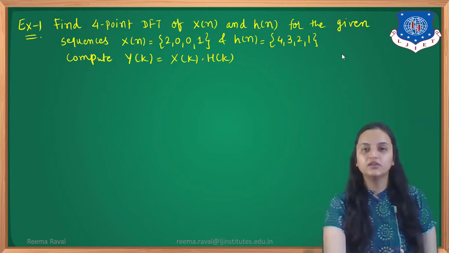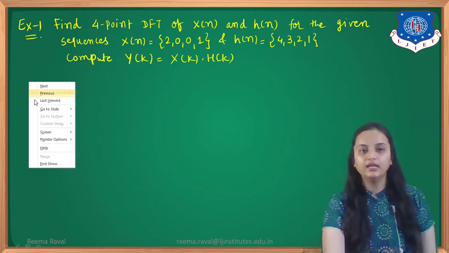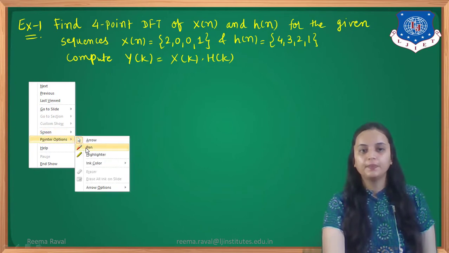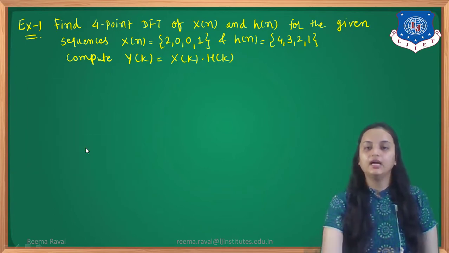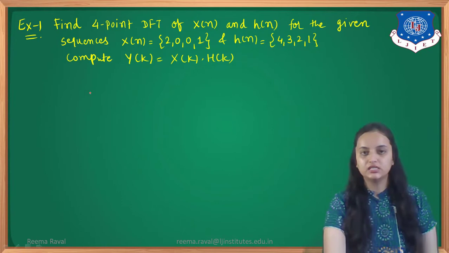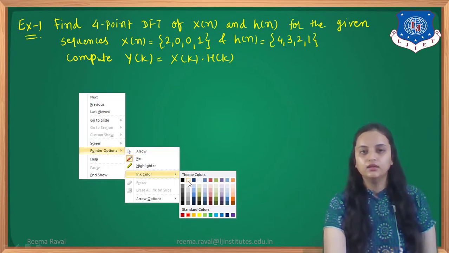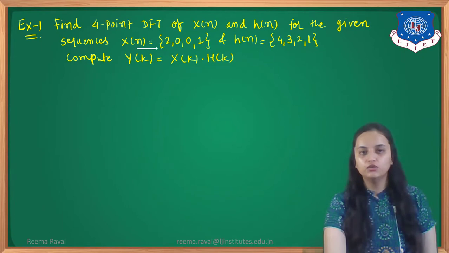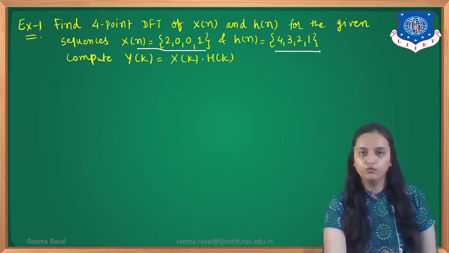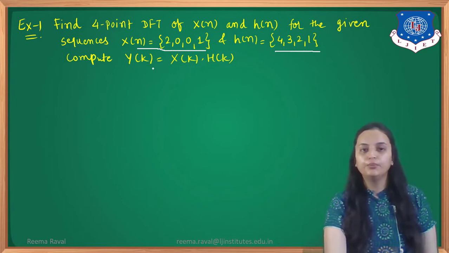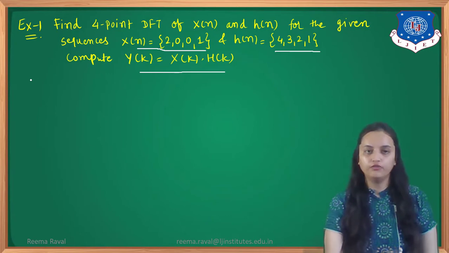So here let us consider one example. The example data is given as: find the 4-point DFT of x of n and h of n for the given sequences. The given sequences are x of n equals 2 0 0 1 and h of n equals 4 3 2 1. Here it is asked to compute y of k, that is equal to x of k into h of k.